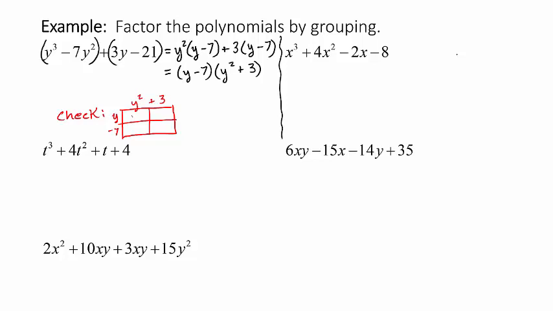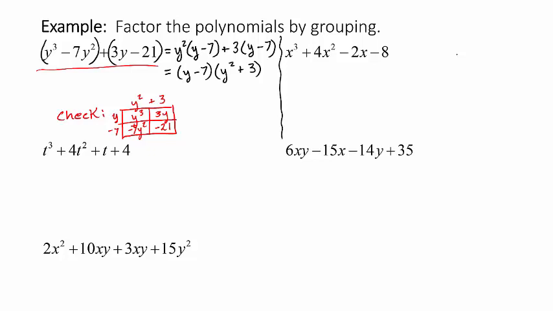y squared times y is y cubed. y times 3 is 3y. y squared times negative 7 is minus 7y squared. Negative 7 times 3 is minus 21. So all of those terms, the y cubed minus 7y squared plus 3y minus 21, are all in there with what the original expression was, right? Sometimes that's a quicker way than trying to work out all the FOILing.